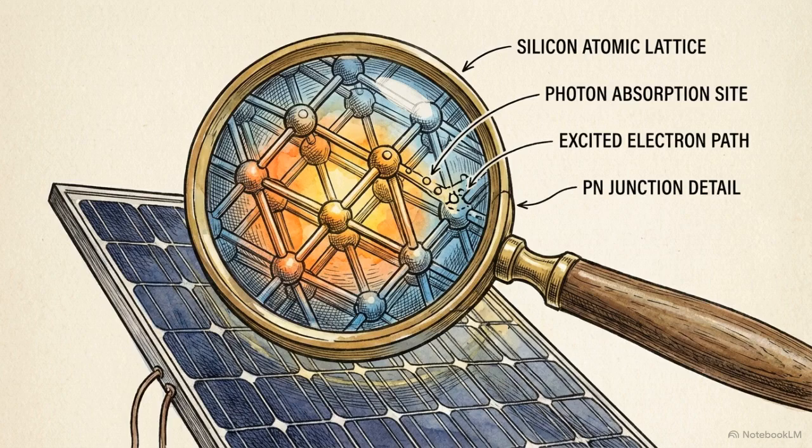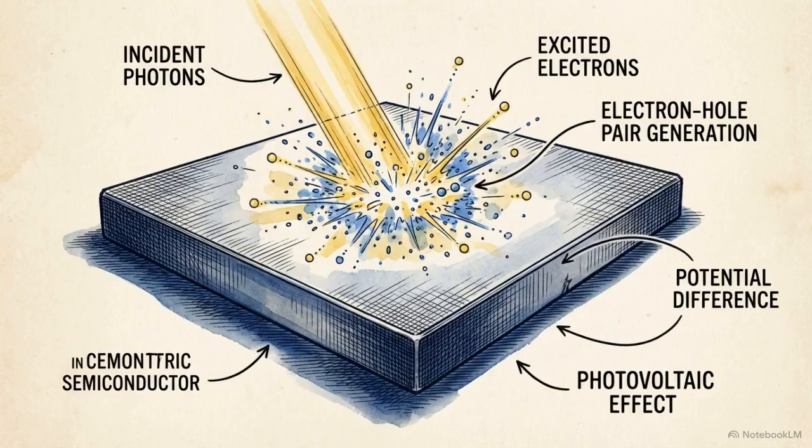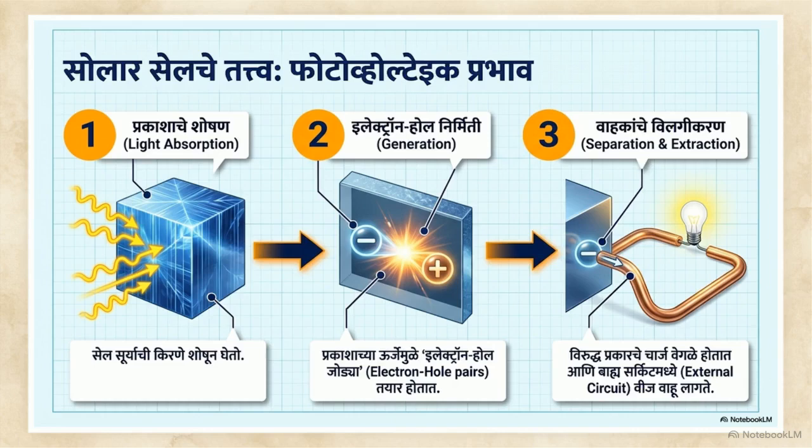The entire process relies on something called the photovoltaic effect. The photovoltaic effect is a physical and chemical phenomenon where a specific material creates an electrical voltage when exposed to light. Step 1 is absorption. Sunlight travels through space as tiny packets of energy called photons. When these photons strike the surface of the solar cell, the cell's material absorbs that raw light energy.